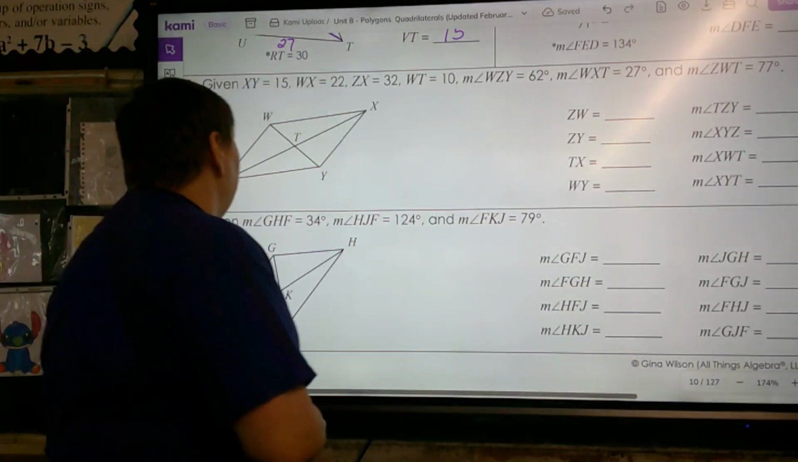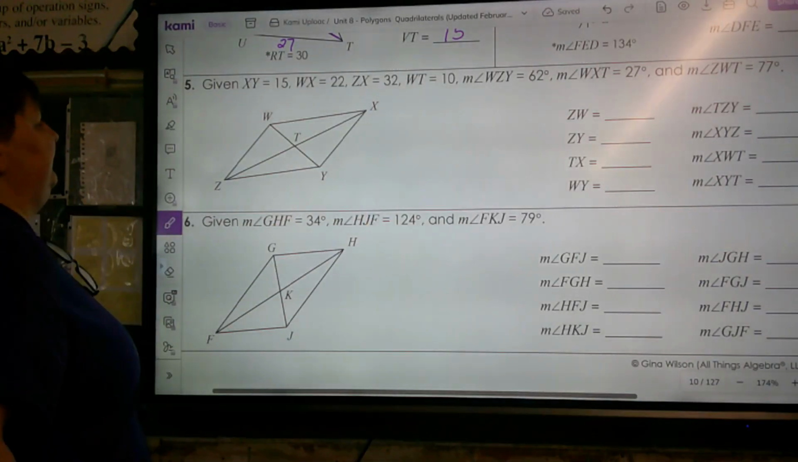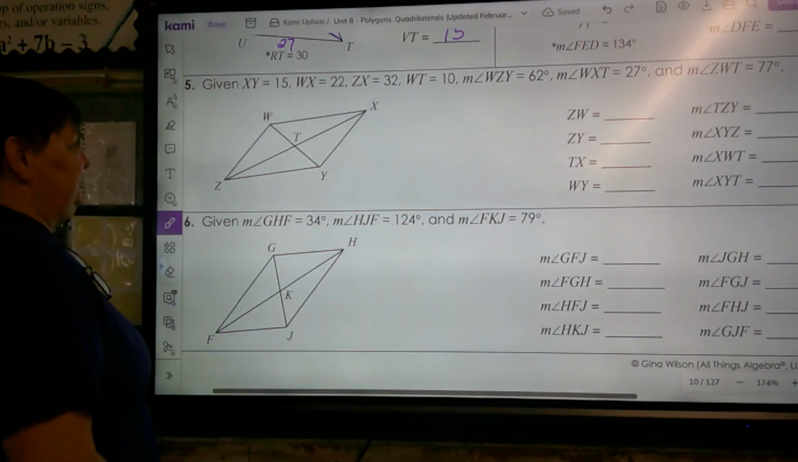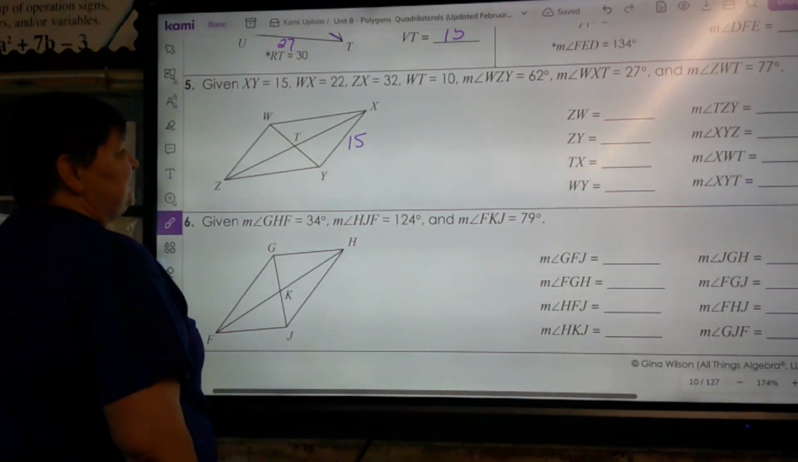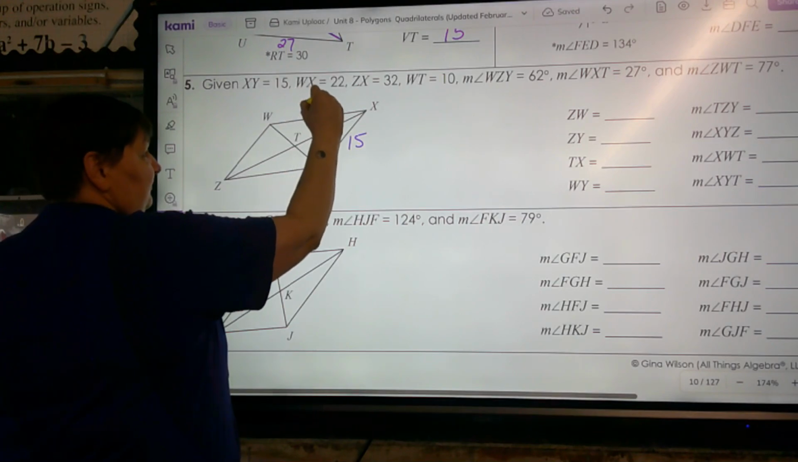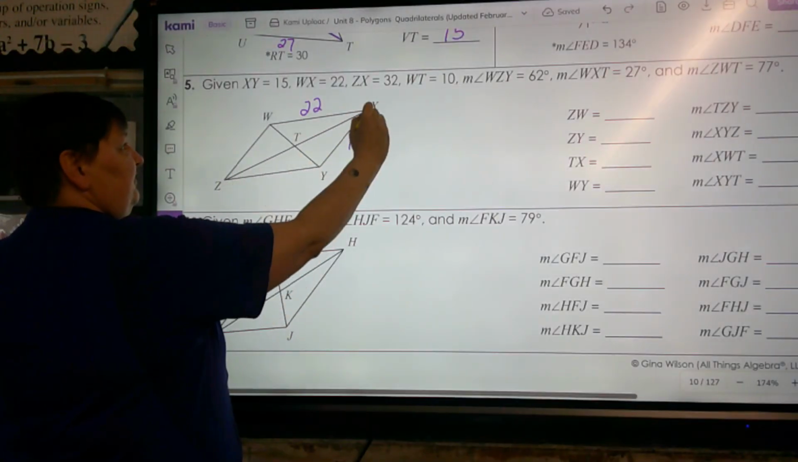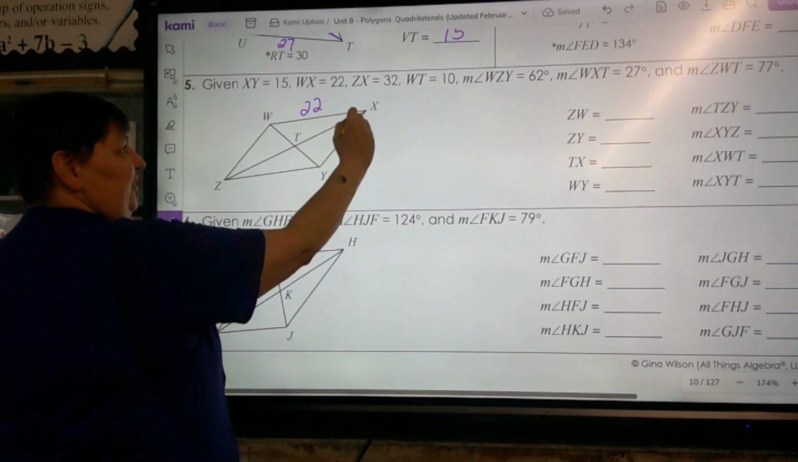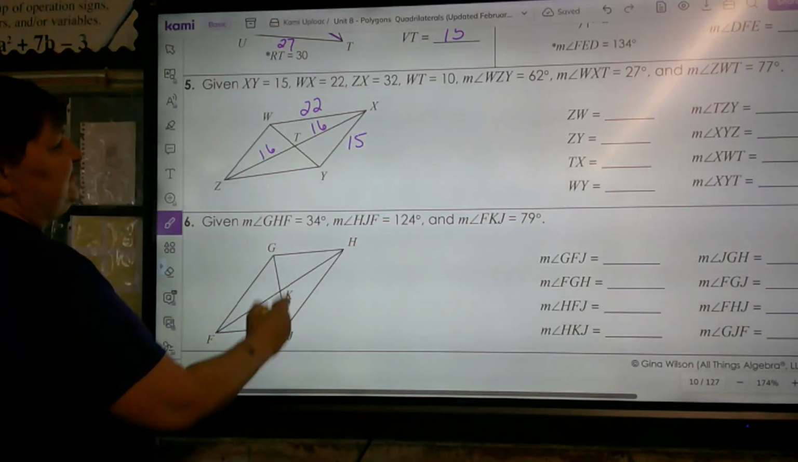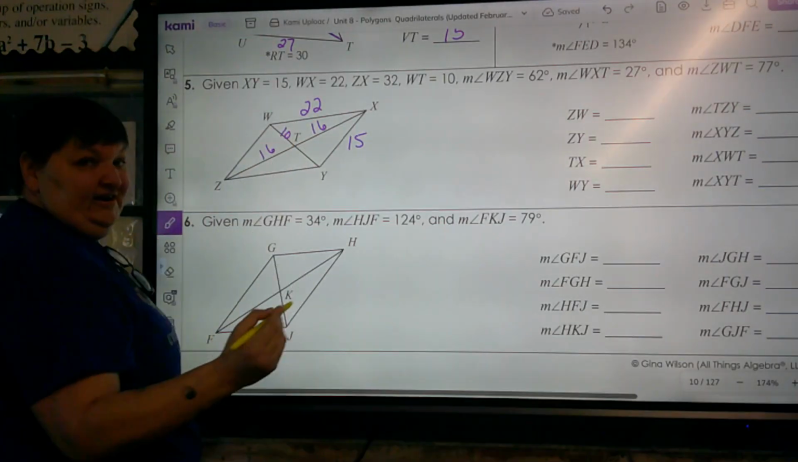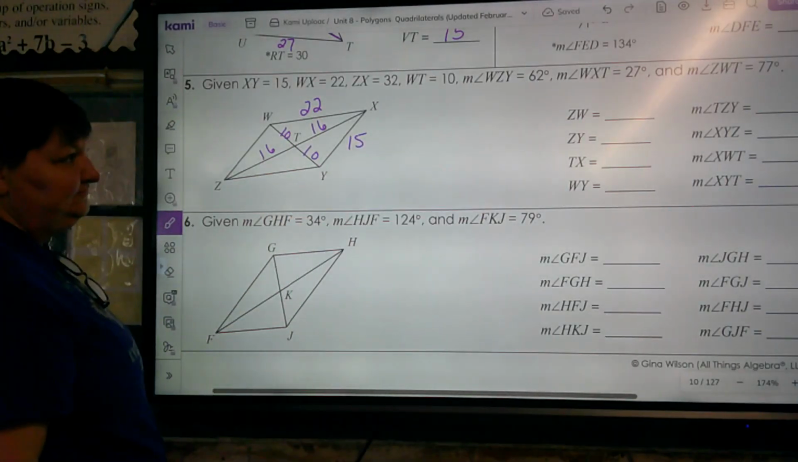All right, so let's go ahead and fill in the information they give us so we can make that easier, right? Given XY is 15, WX is 22, ZX is 32, and we know we're going to cut it in half, so 16 and 16. WT is 10. We cut it in half in equal parts, so if this piece is 10, this piece also has to be 10.